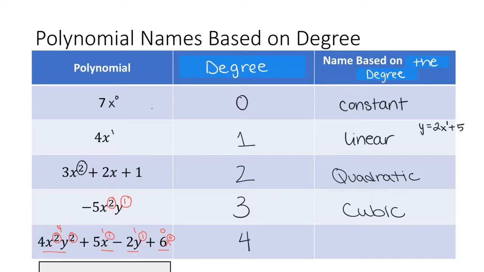And fun fact, we just call this a polynomial of 4th degree. Anything above that, we just basically say 4th degree, 5th degree, 6th degree, etc. They don't have their own special names.